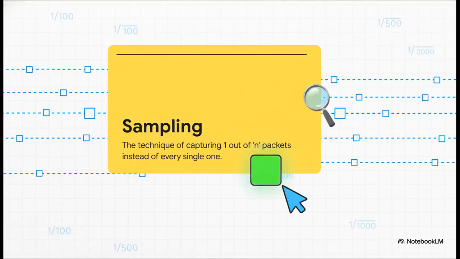Now, what if the network is so busy that even summarizing every single conversation is too much to handle? That's where a clever trick called sampling comes in. Instead of looking at every single packet to build our flow records, we just grab a statistical sample, maybe 1 out of every 100, or even 1 out of every 1,000 packets. It's a really important tool for managing gigantic networks.